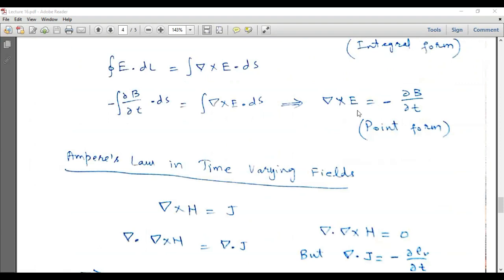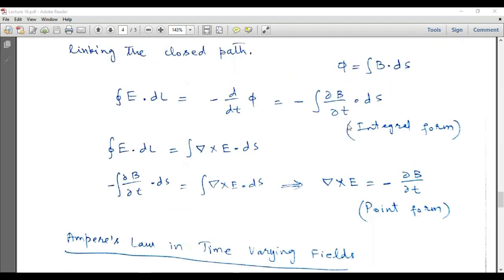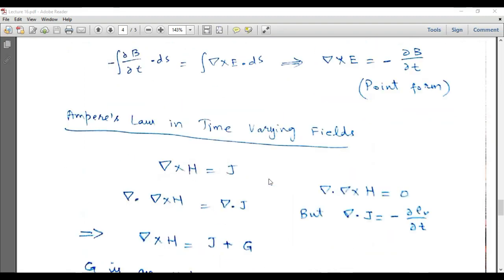Similarly, this is the point form of Maxwell's second equation for time varying fields, and this is the integral form of Maxwell's second equation for time varying fields. Okay, so the closed line integral of E dot dl is equal to minus the integral of partial B over partial t dot dS.